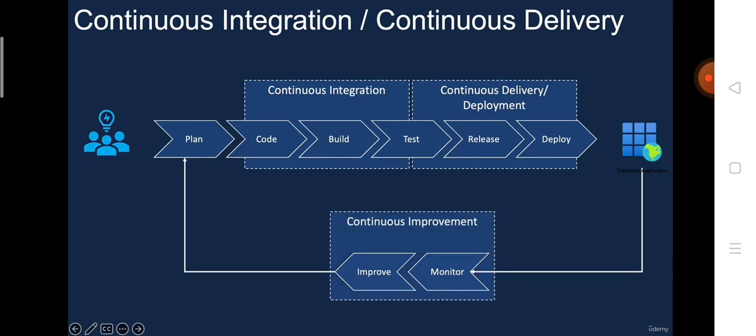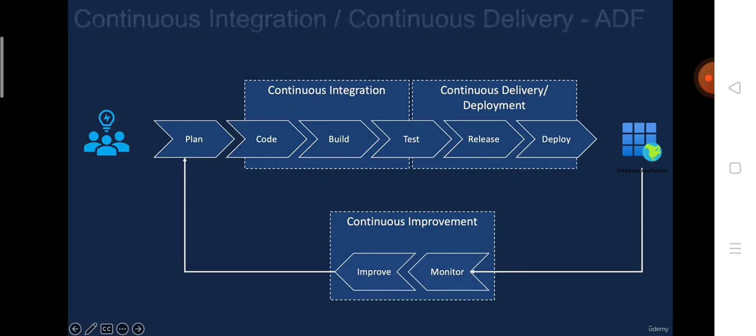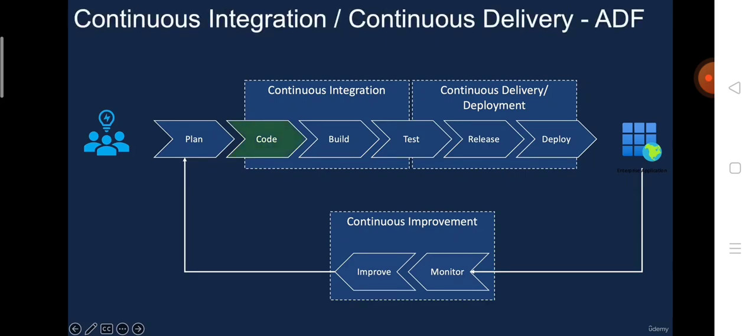Now that we understand what continuous integration and continuous delivery is, let's talk about it from the perspective of Azure Data Factory. You might be wondering what forms the code in ADF, because we're just dragging and dropping objects to create a pipeline. Behind the scenes, every object in Azure Data Factory can be represented by a JSON file. So that is our code.